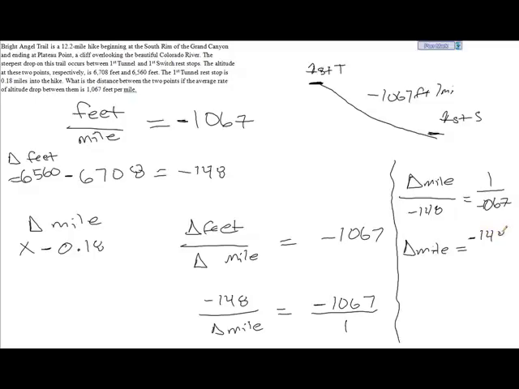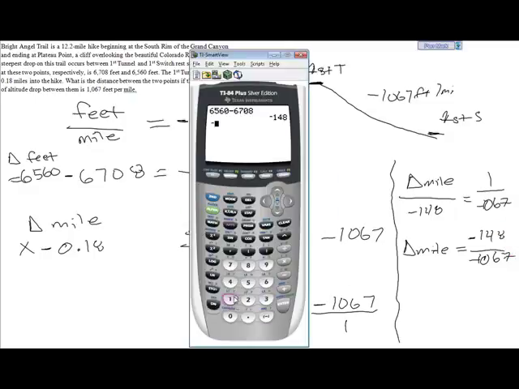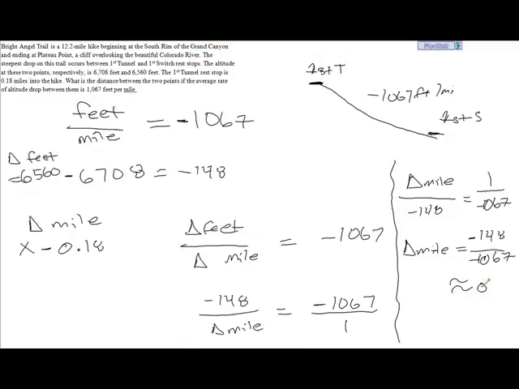So we get negative 148 divided by negative 1067. And so that is a quick calculator plug-in, divided by negative 1067, and that gives us, depending on how far we want to round, about 0.139. We'll just round a little bit farther. 0.139 is the change in miles.